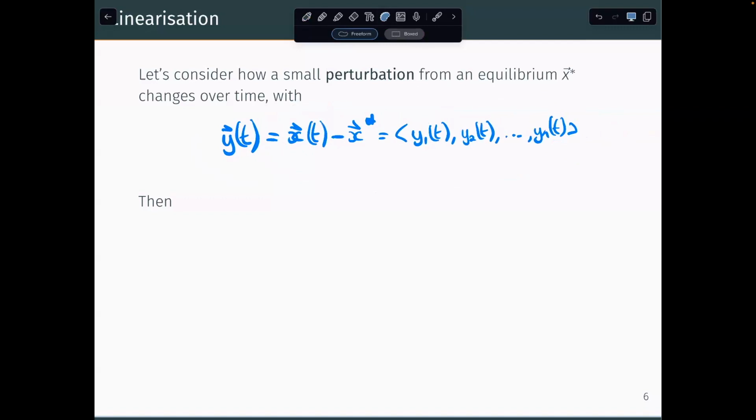So what are the dynamics of this? Well, we want to work out what is dy dt. Just differentiate the right-hand side with respect to time. So you end up with dx dt minus dx star dt. Now we know what dx dt is. We've just worked this out. We were told what this is, right? This is our initial system that we have.